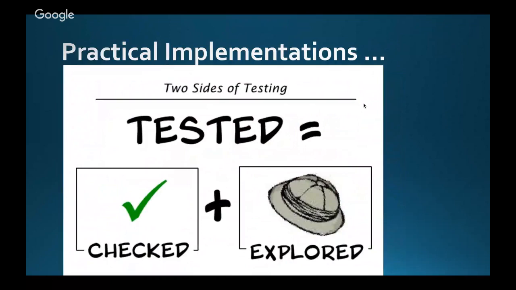The second practical implementation is two sides of testing. One is checking, that is the verification and validation part. The other is the exploring part. So we can say a software is tested once we have everything in place: we have verified and validated all results and scenarios, everything is covered, coverage is okay, no critical issues are open, everything is working fine, we have received the sign off, and then we'll say, fine, the software looks okay and can be released in production.